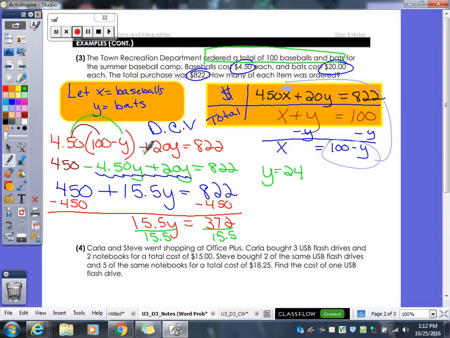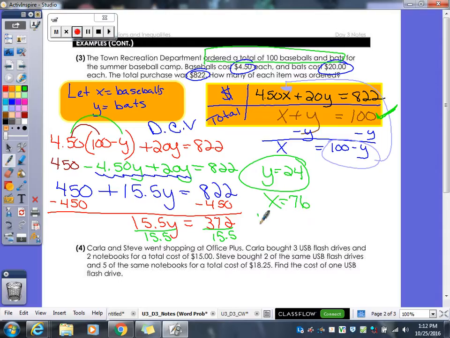Now I got to figure out how many baseballs. So I got to take this and I got to plug it into one of the equations. This one's the easier one right here, right? Now we can do this in our head. Ready? Everybody look up here. If I plug 24 in for y, 24 plus what gives me 100? Can anyone do that in their head? 24 plus what gives me 100? 76. Very good. So x equals 76.